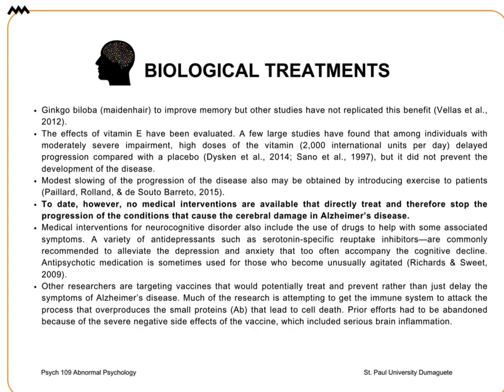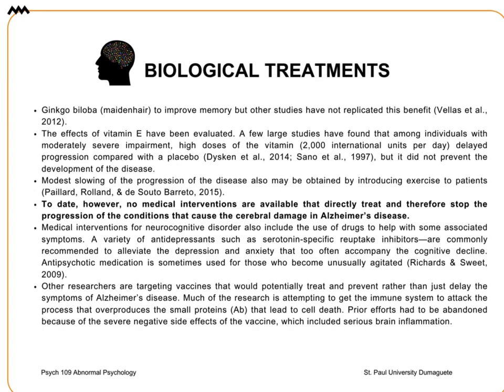We have biological treatments again. Ginkgo biloba to improve memory, but other studies have not replicated this benefit. I actually have heard of this, but I did not know that it can be used for people with neurocognitive disorders. And then the effects of vitamin E have been evaluated. There is no proof that it prevents the development of the disease. A modest slowing of the progression of the disease may also be obtained by introducing basic exercise to the patients. To date, however, no medical interventions are available that directly treat and therefore stop the progression of the conditions that cause the cerebral damage in Alzheimer's disease.